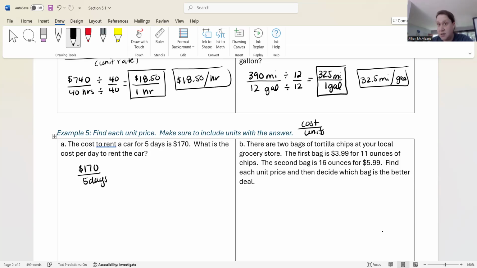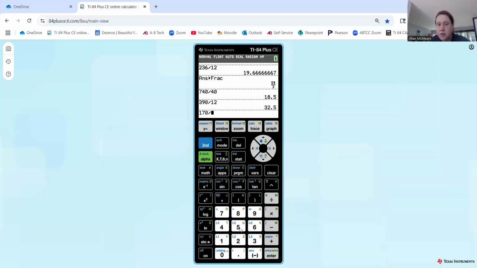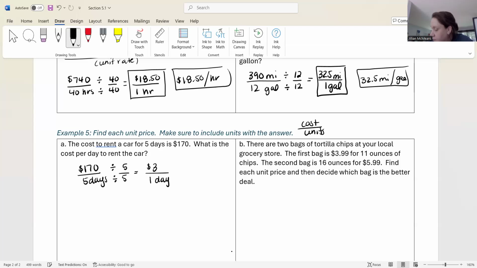Now, a unit price is a special type of unit rate, so we need to make sure our denominator is exactly 1. The best way to force a number to be 1 is to divide it by itself. If I divide my denominator by 5, I need to divide my numerator by 5. So my denominator is going to be 1 day, and all I have to do is divide 170 by 5 to figure out the cost per day. 170 divided by 5 is 34. So the cost to rent this car is $34 a day. And that is a unit price. It's the cost per unit where the unit is a day.